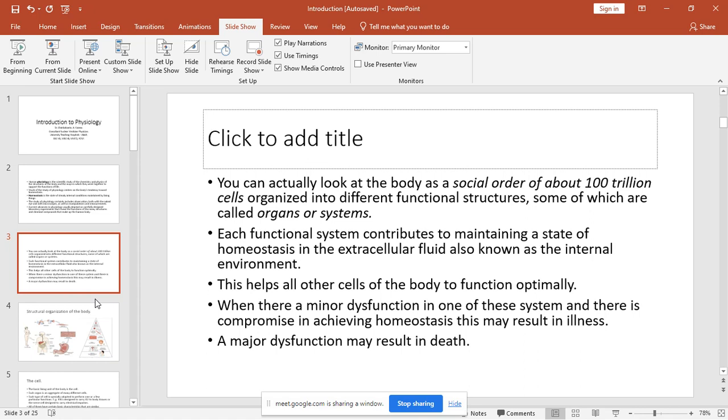It's the same thing. If one system in the body that's supposed to maintain pH is not doing a good job, the control of pH will get out of hand, and it may result in illness. And if there's a major dysfunction that is not corrected, that situation may even result in death.